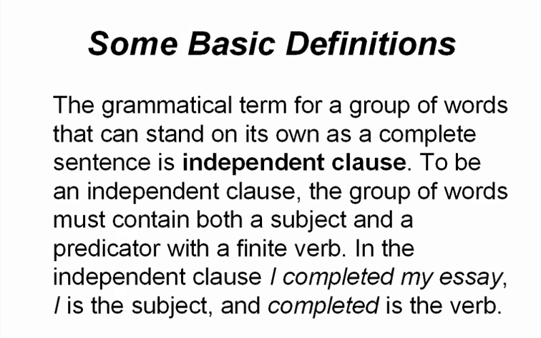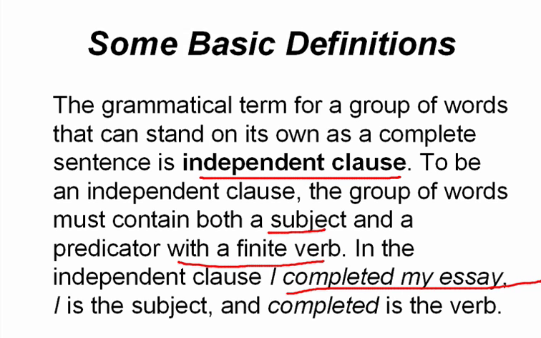Here are some basic definitions, stuff that you already know. The grammatical term for a group of words that can stand on its own as a complete sentence is an independent clause. A dependent one cannot survive or stand by itself. To be an independent clause, the group of words must contain a subject and a predicator with a finite verb. In the independent clause, I completed my essay, I is the subject and completed is the verb, i.e. the predicator, when we use P in our course, if you remember.